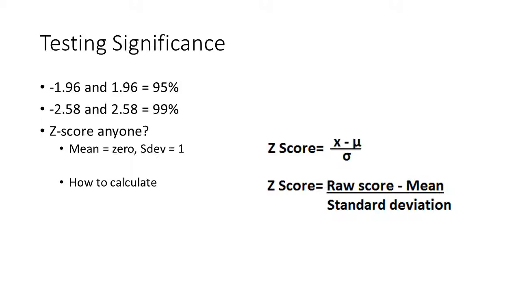Now, if you don't remember what z-scores are, the mean is equal to 0 and the standard deviation is equal to 1. And so the z-score is equal to x minus the mean divided by the standard deviation, with x being a particular value of note. And so you calculate that, and it gives you a score, and from that you can see the significance of it.